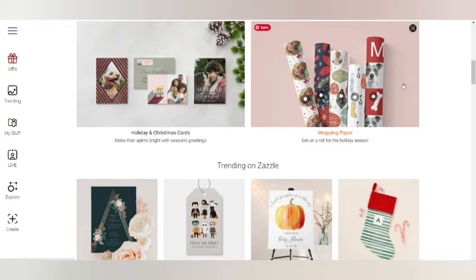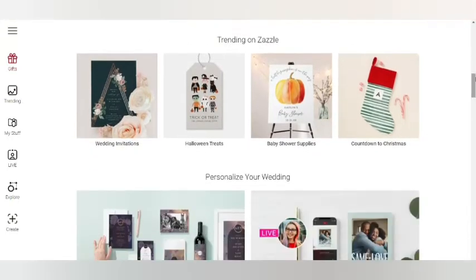These are the wrapping papers. You could see the different kinds of designs. This is a Christmas one again, guys. This one is also Christmas. This one is also Christmas. This one is a photo related to templates. Scroll down, you're going to see these are the evergreen niches.